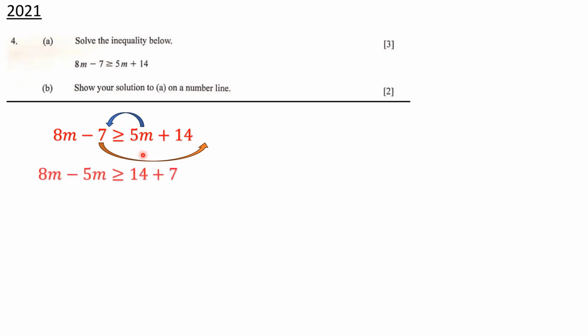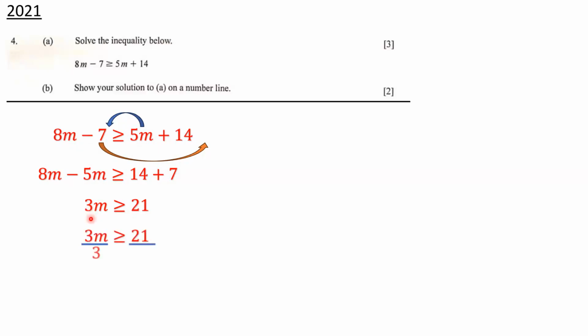Next, we send the 5m over, that becomes a negative 5m. We send the negative 7 over, it becomes now a positive 7. And so now we have 14 plus 7, and we have 8m minus 5m. Now 8m minus 5m is 3m, and 14 plus 7 is 21. And so now we're going to divide both sides by 3.